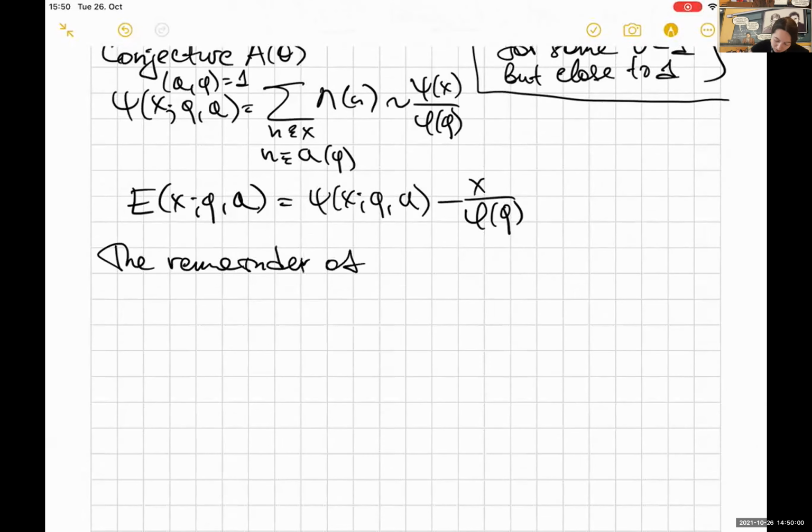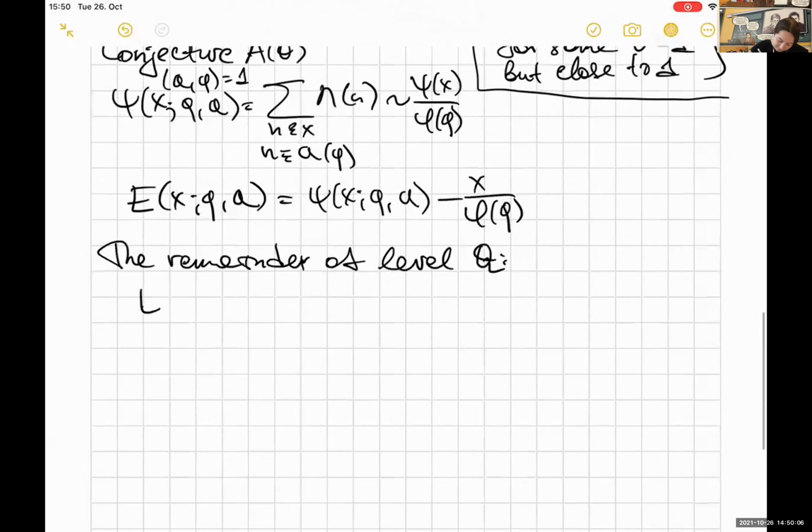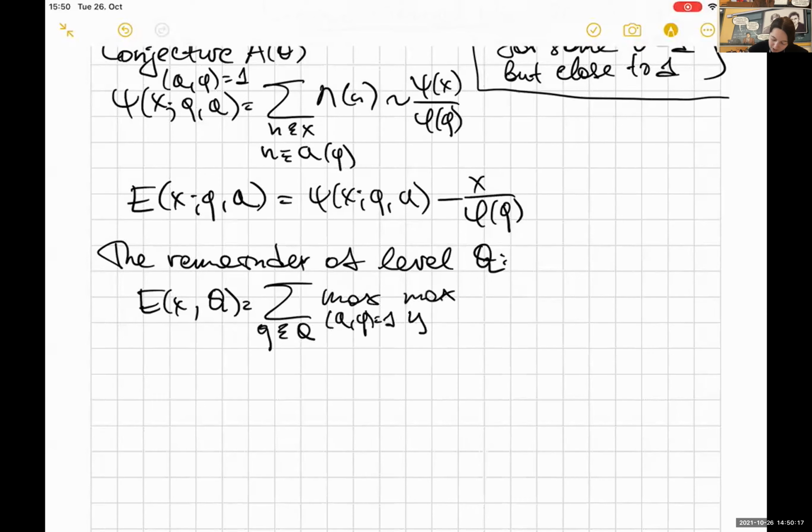Sorry, my q and theta look pretty similar. So this is E of x, Q. This is the sum over q up to capital Q, maximum over a such that a and q are coprime, maximum over y up to x, E of y, q, a. So we average the error term in the prime number theorem in arithmetic progressions over moduli up to capital Q. When our capital Q is small, so when the moduli are small, we know by Siegel-Walfisz the estimate for the individual moduli. When moduli are large, life is harder.